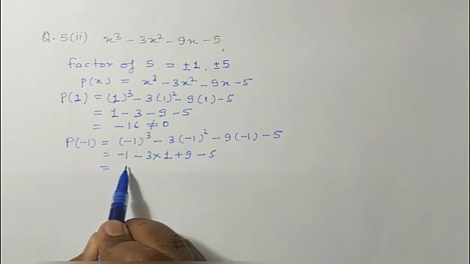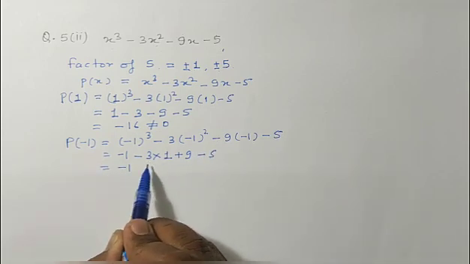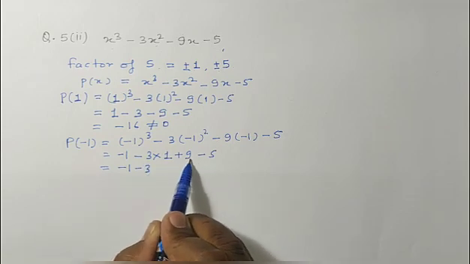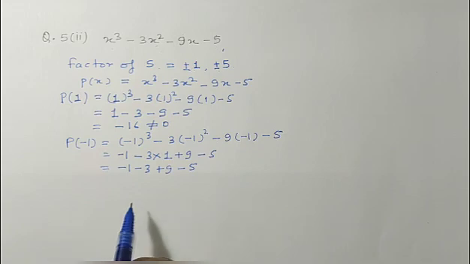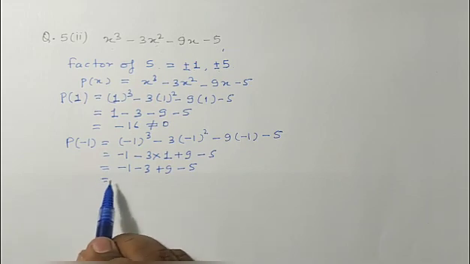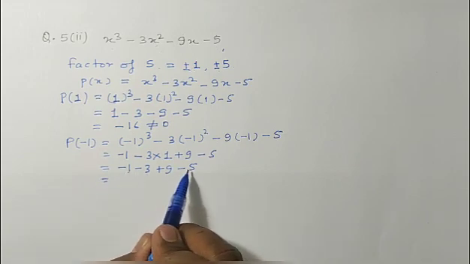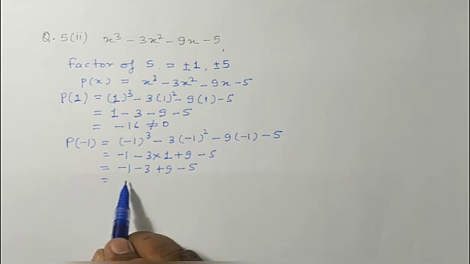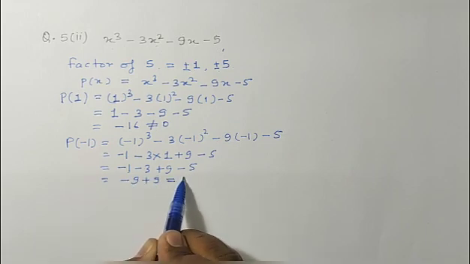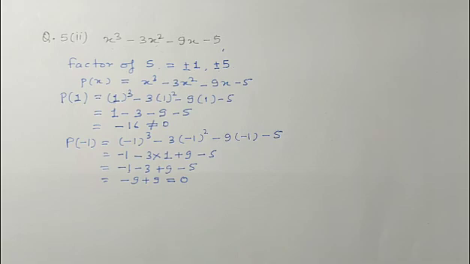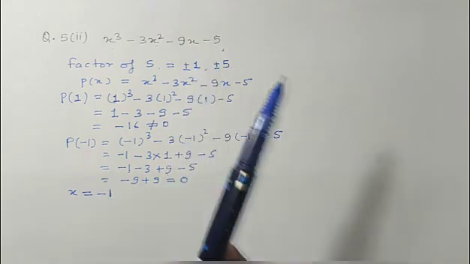So here what we will get? Minus 1, minus 3, plus 9, minus 5. Now add all the negative terms: minus 1 minus 3 is minus 4, minus 4 minus 5 is minus 9. So what will you get? Minus 9 plus 9 means 0. Now at the value x is equal to minus 1, this polynomial becomes 0.